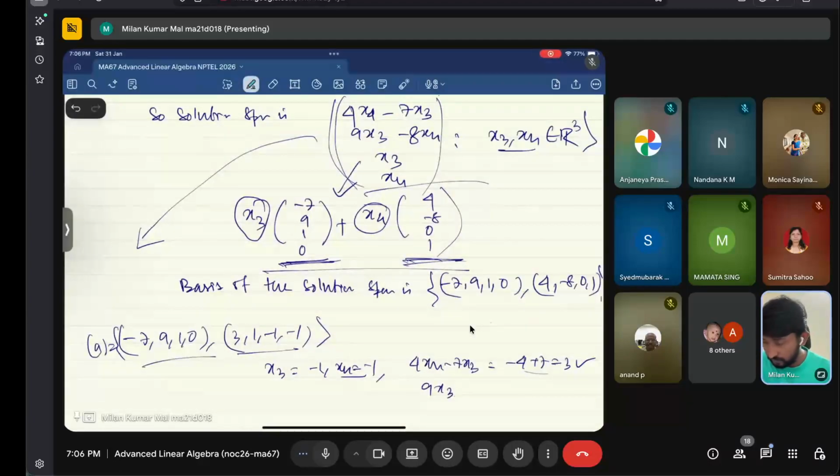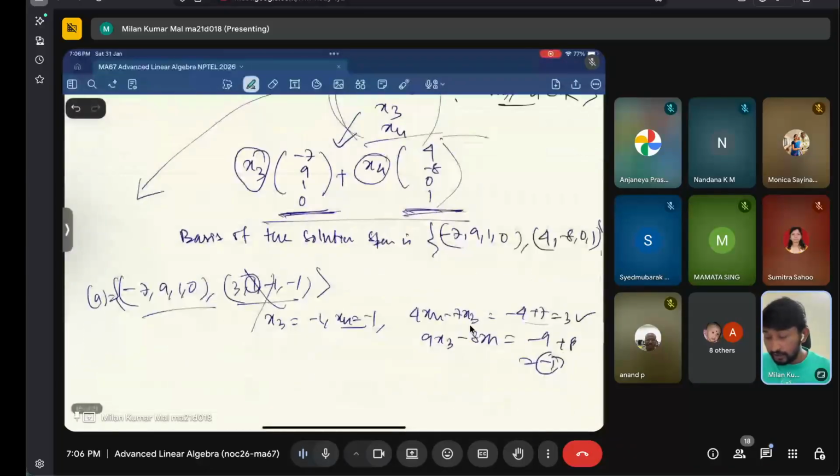Okay, 9x3 minus 8x4. 9x3 is equal to minus 9 plus 8. This is becoming minus 1. But here it is plus 1. So that's why it is not matching. Okay. So similarly, you can check the other options also.